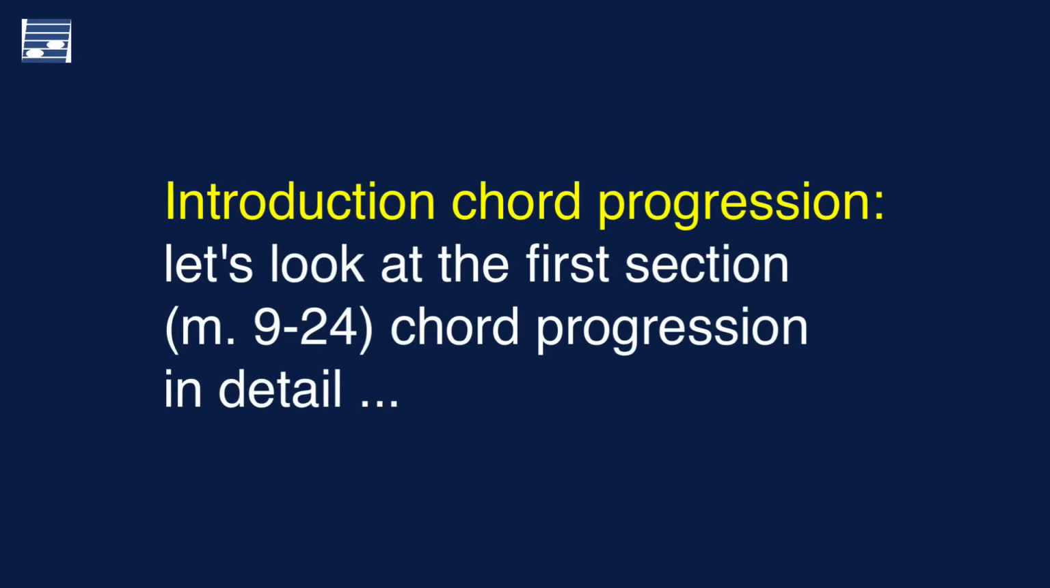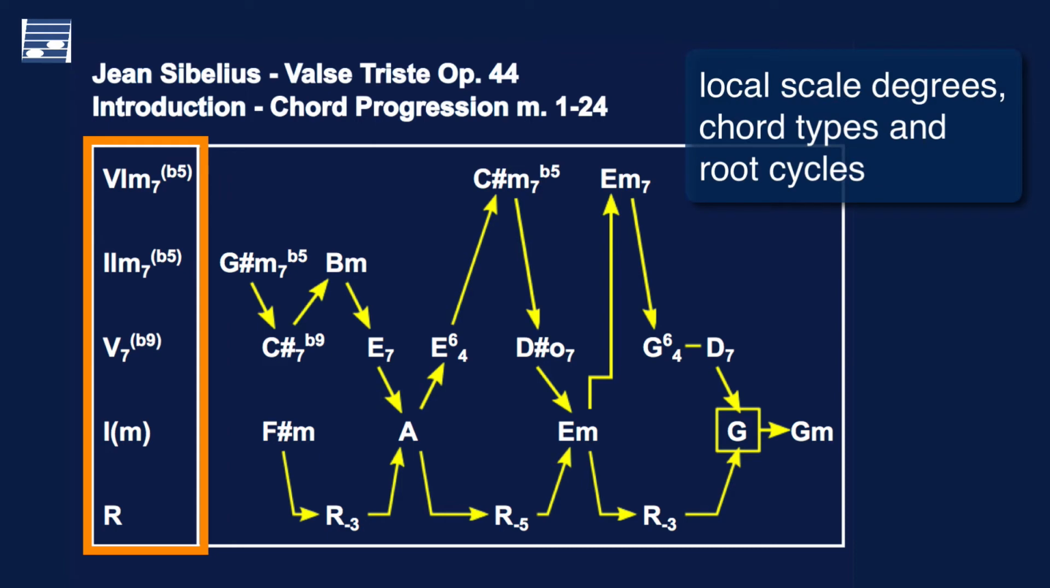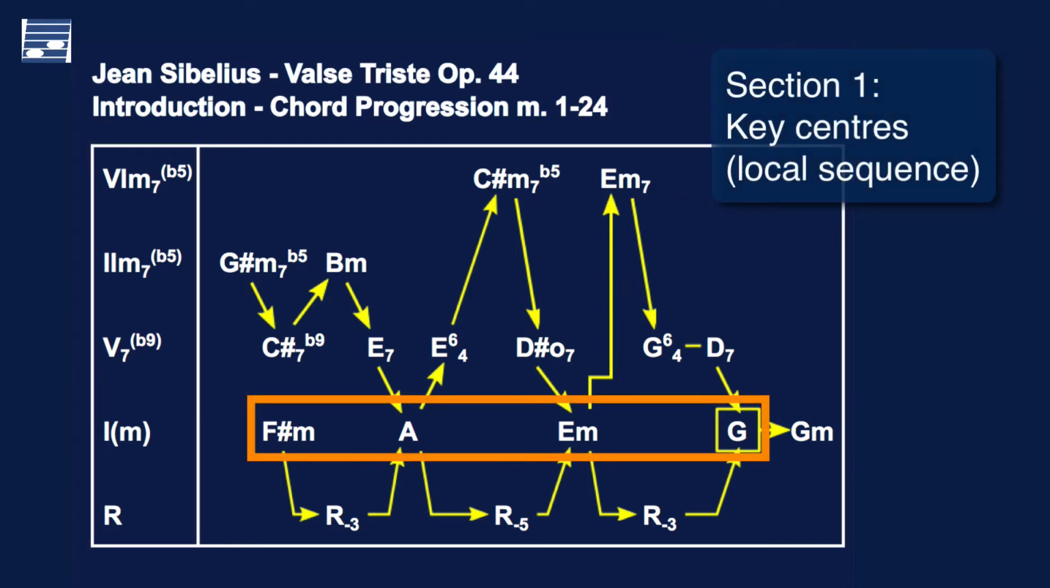Next, we will look in more detail at the first half of the global harmonic sequence. We will study the chord progression in the first section, measures 9 to 24. Again, we will use a diagram that shows the local scale degrees, chord types and root cycles, with generic labels shown on the left.